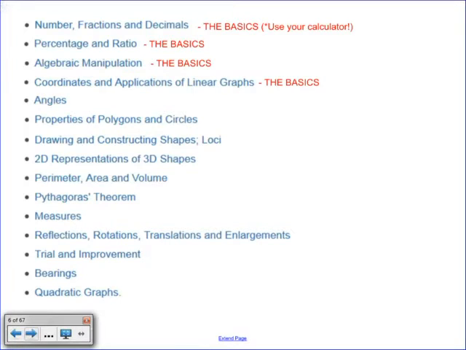So Unit 3 consists of half a dozen of the basics: numbers, fractions, decimals, percentages, ratios, algebraic manipulation, coordinates, and application of linear graphs. Call them the basics because they're all Unit 3. The advantage of this unit is you can use your calculator to do those. But don't get me wrong, there is definitely a ratios question in what you're doing in your exams and tonight's paper. There is a coordinates question in there. So you can't just forget about them. You've got to keep going over those basics.